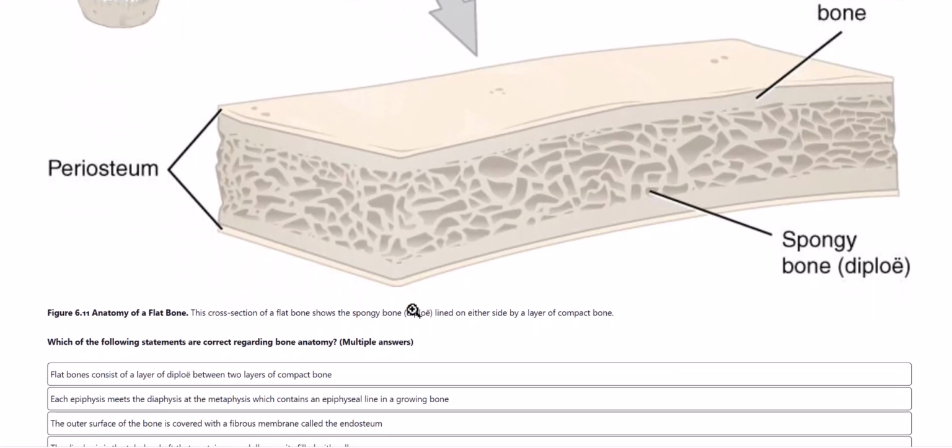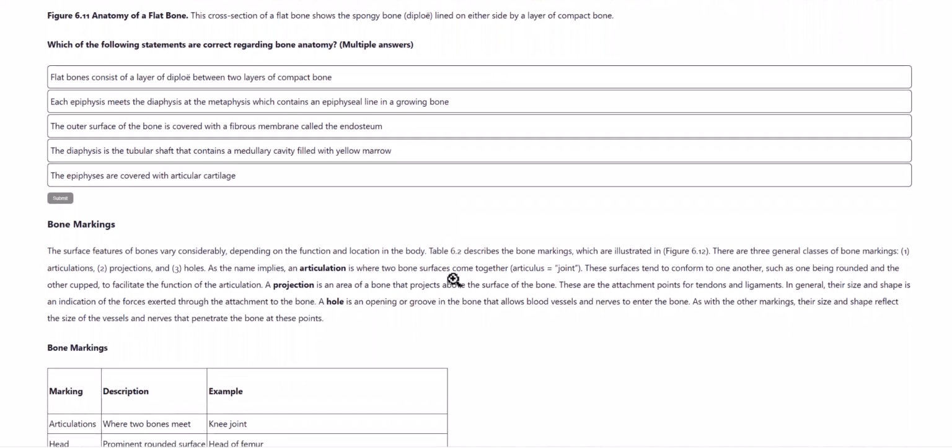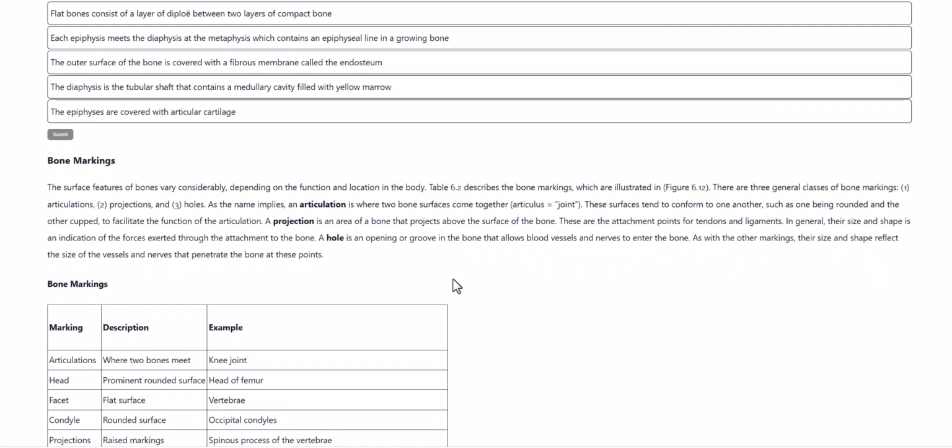We won't be talking much, really not much at all, about the development of flat bones. We will talk quite a bit about how long bones are developed later on in this section. Now, one of the things you're seeing in the lab is naming quite a few different bone markings.